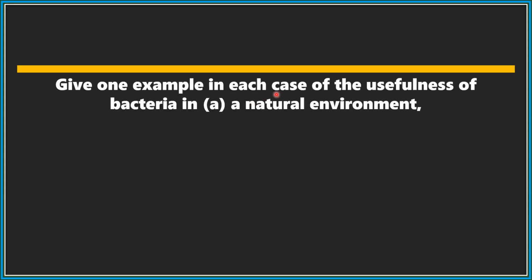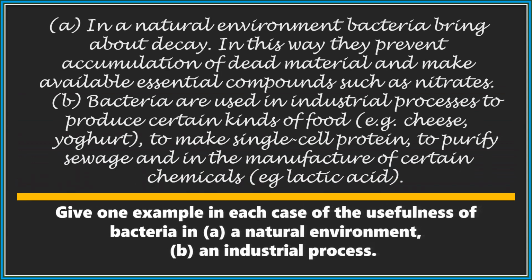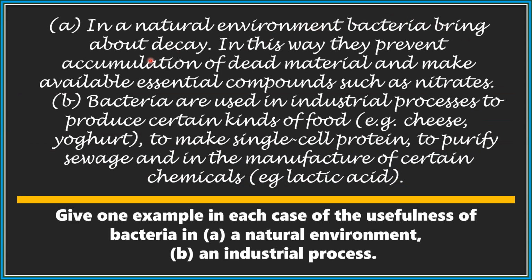Give one example in each case of the usefulness of bacteria in a natural environment and industrial process. In a natural environment, bacteria bring about decay. In this way, they prevent accumulation of dead material and make available essential compounds such as nitrates. Bacteria are used in the industrial process to produce certain kinds of foods, for example, cheese, yogurt, to make single-cell proteins, to purify sewage, and in the manufacture of certain chemicals, for example, lactic acid.